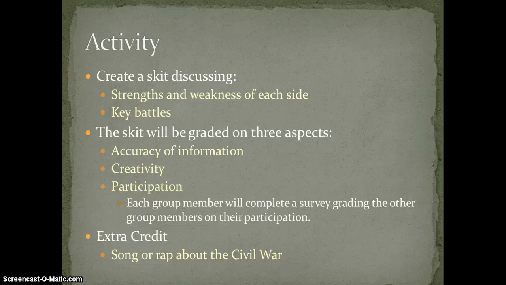And then extra credit, you can add this to your skits or not, but I want to see if you guys can come up with a song or a rap about the Civil War. It could be about a battle or a state or something, but I want to see what you guys come up with.